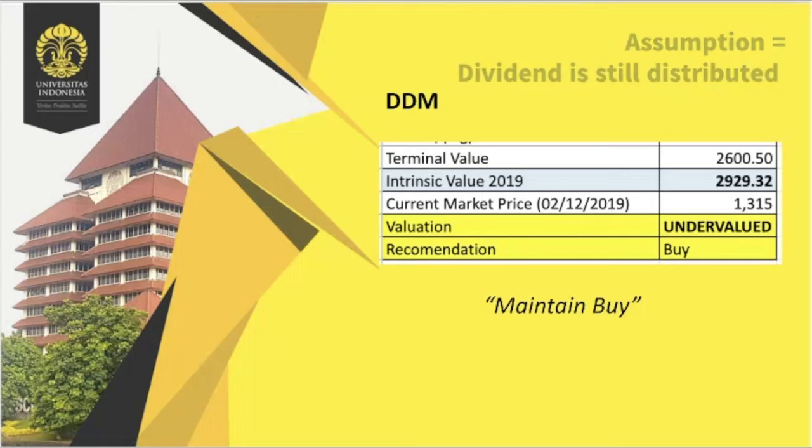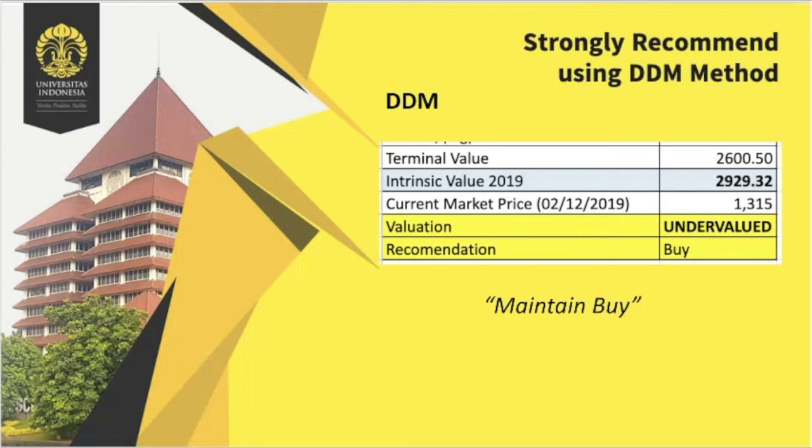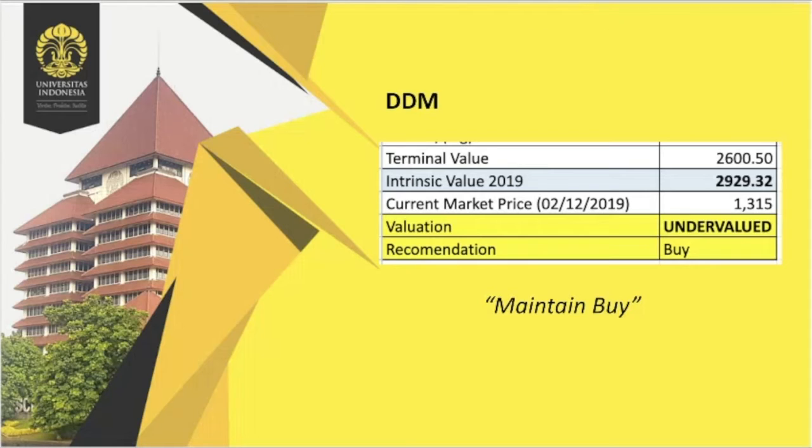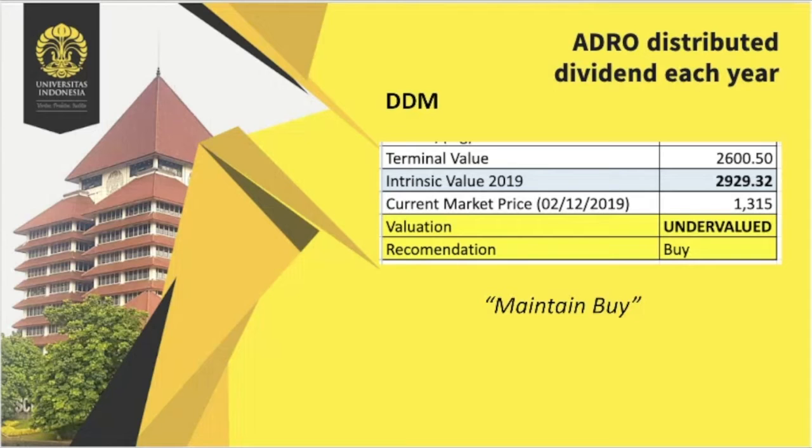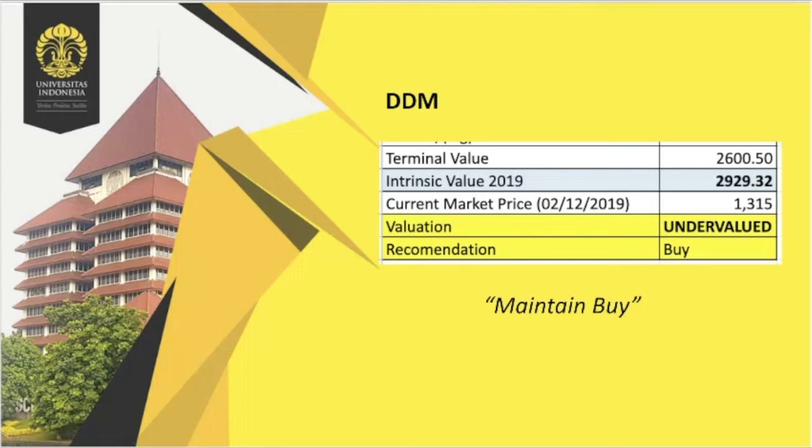Second is to calculate the present value of the dividend for each forecasted year using the estimated dividend and a stable percentage dividend growth rate of 10.02%. We strongly recommend to use the DDM method as our main calculation and valuation, since ADARO constantly distributes dividends each year, and to see the perspective from minority shareholders.